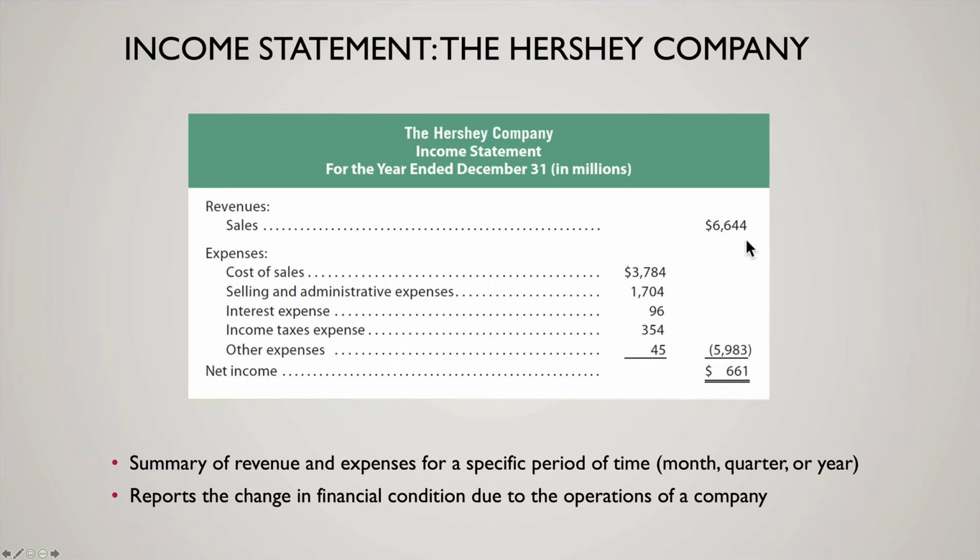You subtract that 5.9 from 6.6 in revenues, and that gives you $661 million in net income, which is another word for profit. Okay, so net income is another word for profit. An income statement is a summary of the revenues and expenses for a specific period in time. So income statements can be generated monthly, quarterly, or yearly. And you find out what the period of time is by looking up here in the header. And then it reports the change in financial condition due to the operations of a company.